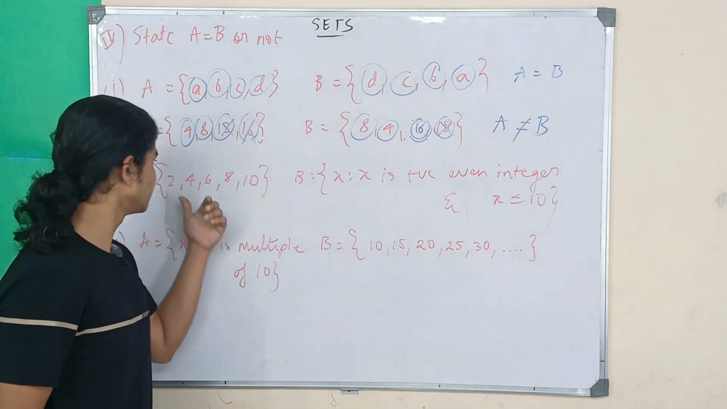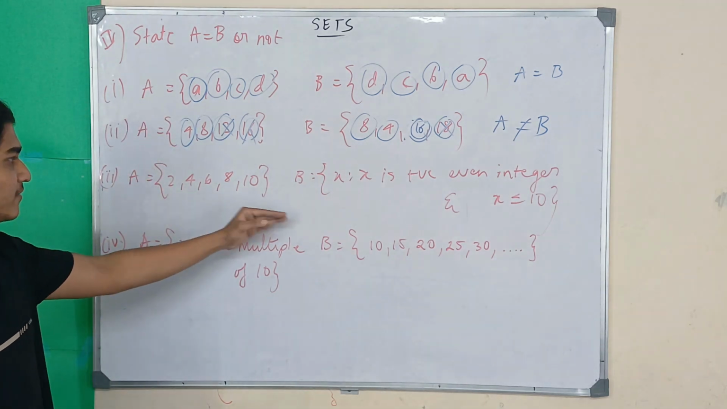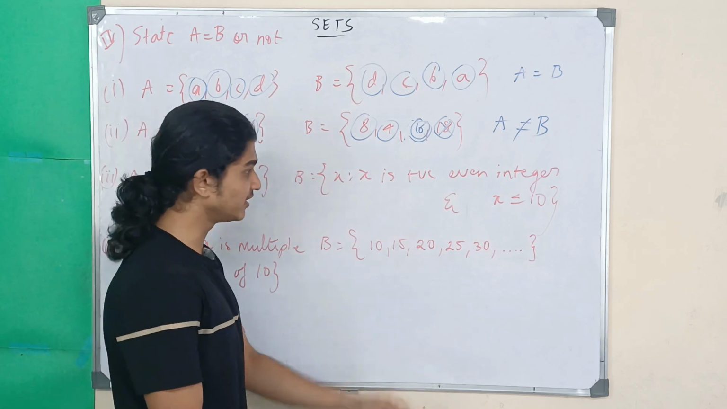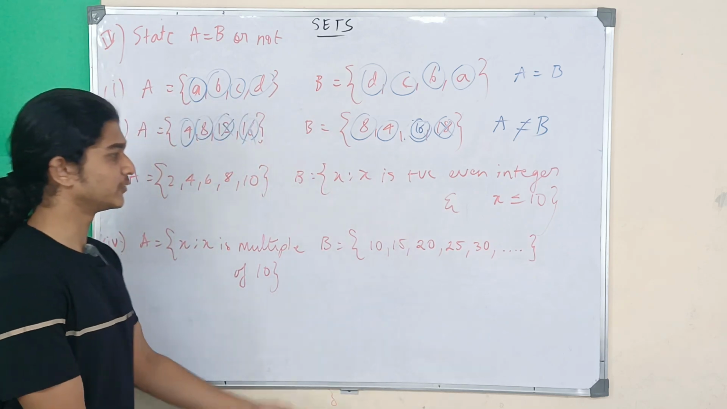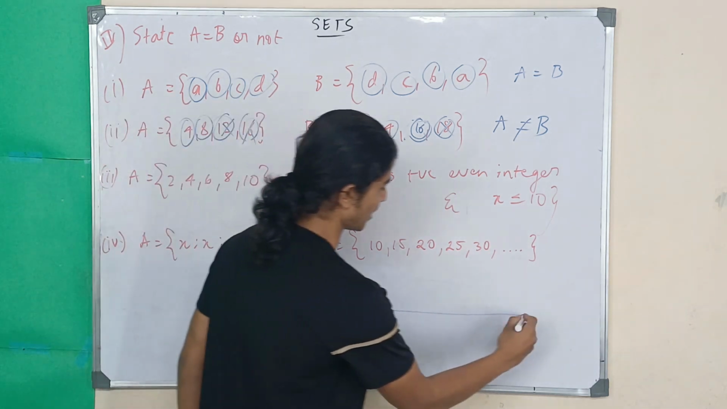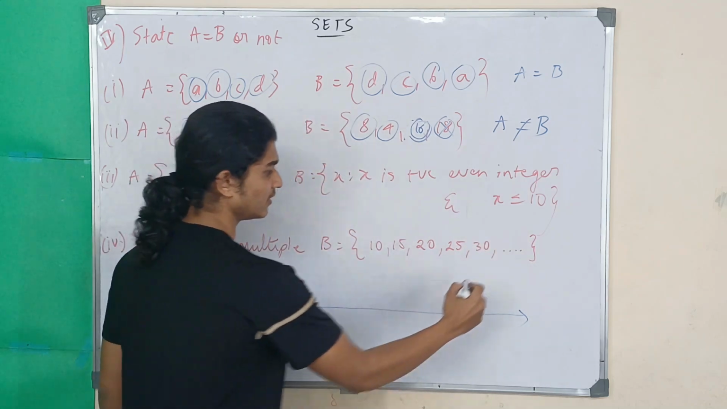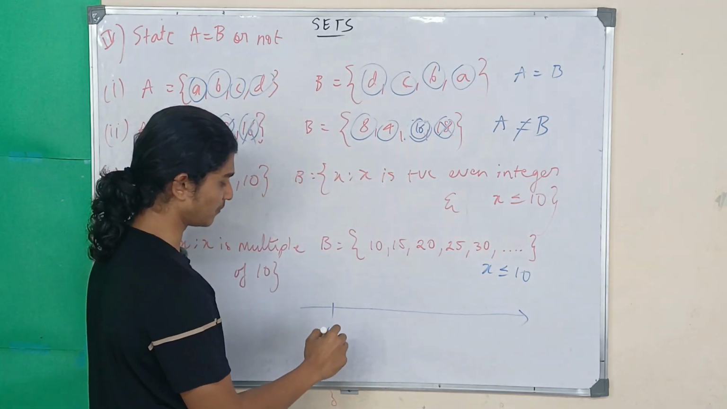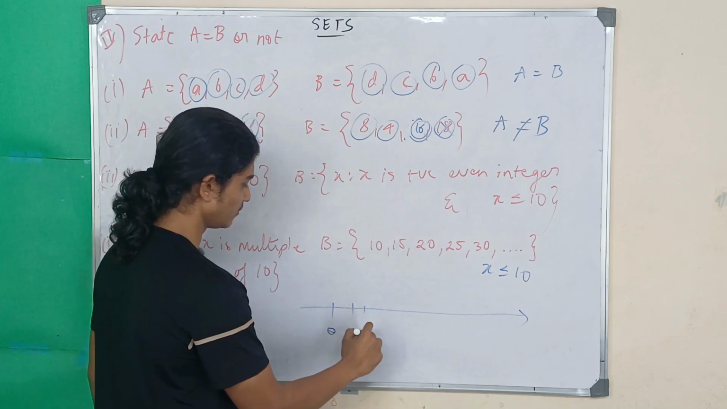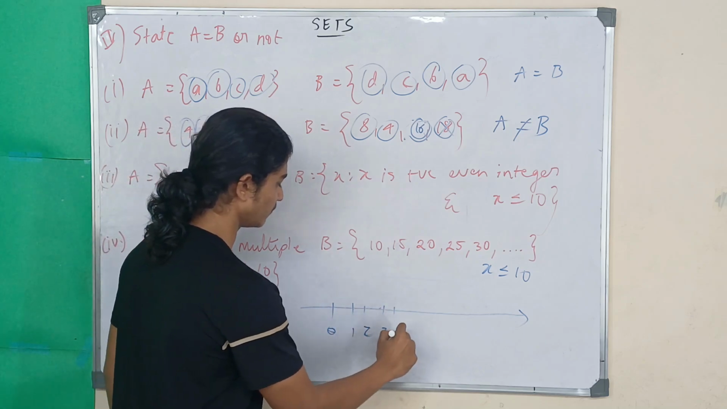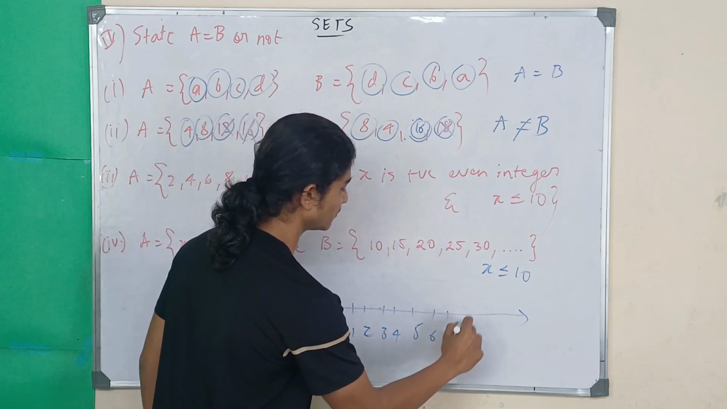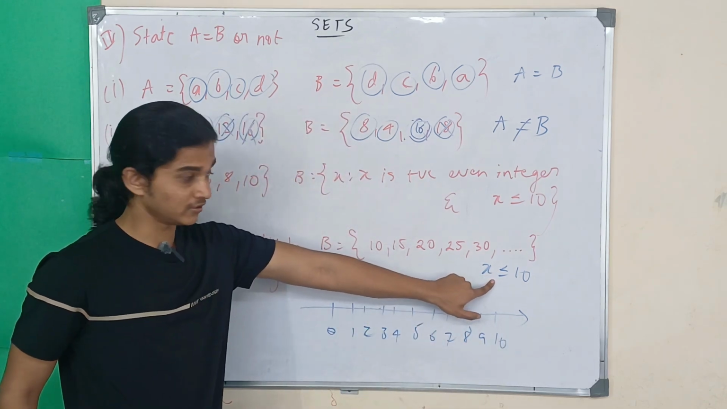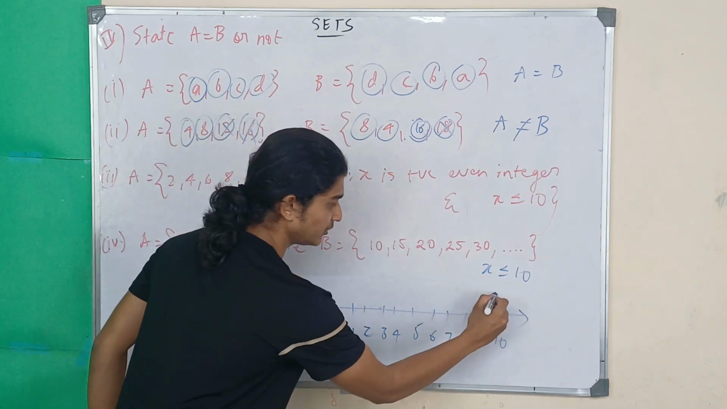So now let us try to solve the third one. So A equal to {2, 4, 6, 8, 10}, whereas B equal to the set of all x such that x is a positive even integer and x is less than or equal to 10. So if you have inequalities like this, just use the number line. They're saying x is less than or equal to 10. So we'll only include all the positive ones: 0, 1, 2, 3, 4, 5, 6, 7, 8, 9, 10. They're saying less than or equal to 10, so I need to include 10 also.